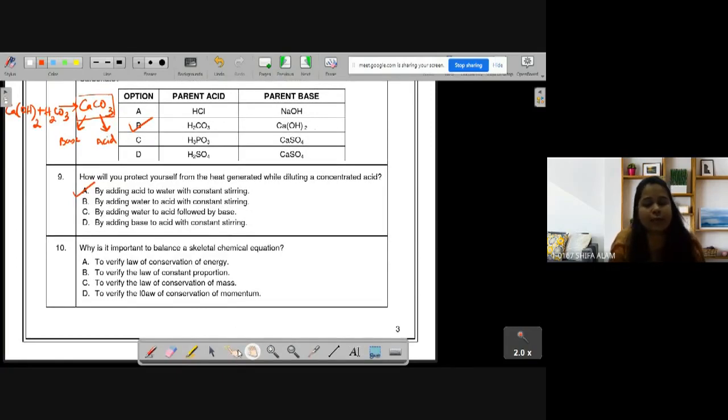Why do we balance an equation? It is because we want the total number of atoms on the reactant side and the total number of atoms on the product side to be the same. That means the law of conservation of mass has to be conserved. We cannot create mass, neither can we destroy mass. On both the sides, it has to be exactly the same.